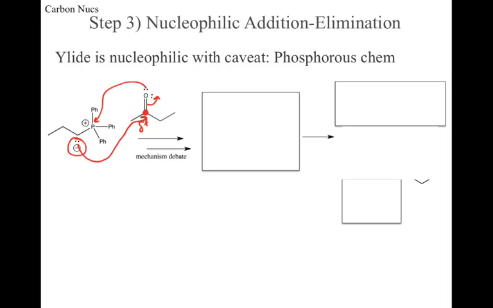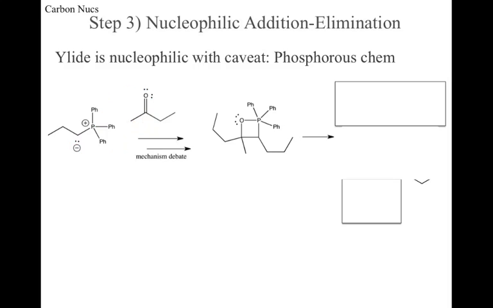Okay, so we don't know if this is a step 1 followed by a step 2 in blue, or if they all happen in one big fell swoop. But ultimately we do have to end up with this cyclobutane looking structure. Okay, this is where we then advance forward from.